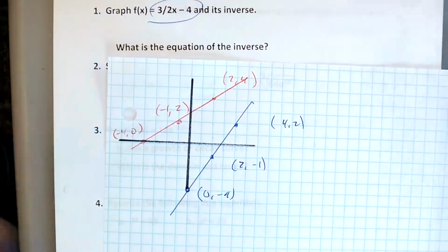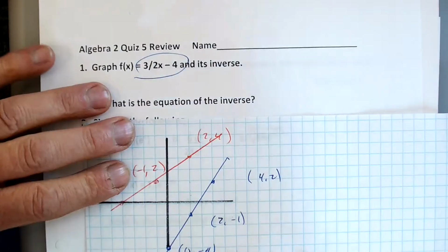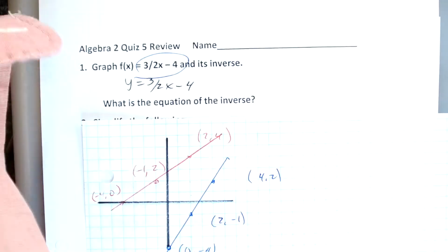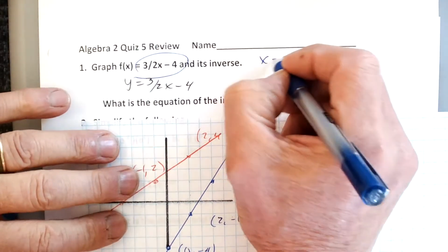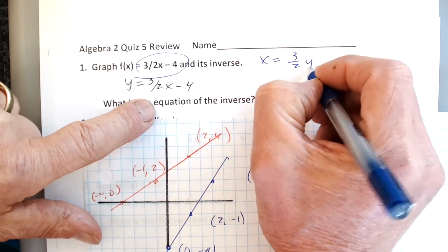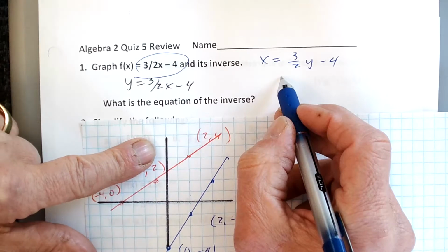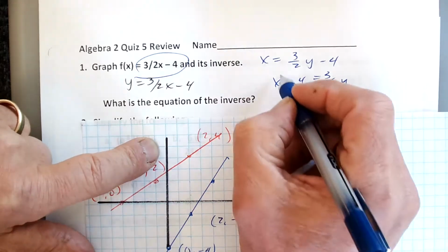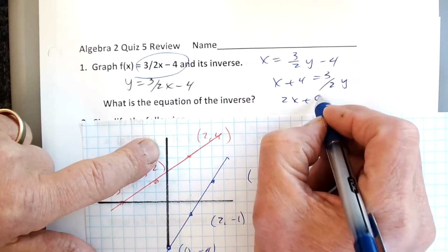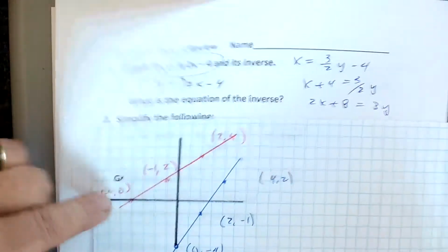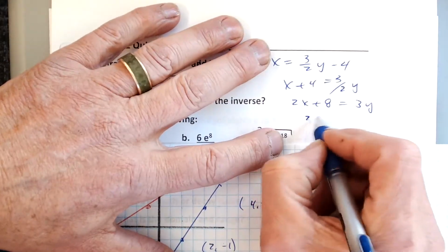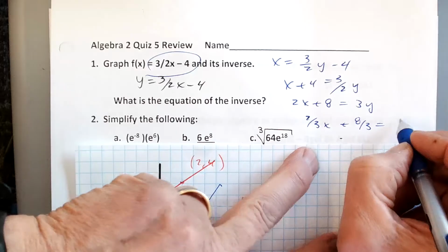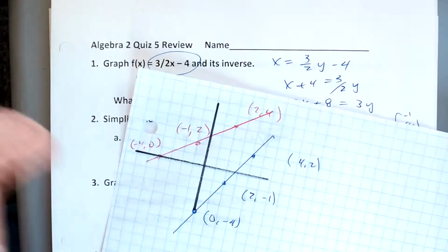Now, what's the equation? Well, the easiest way to get the equation is switch everything. So instead of y equals 3/2 x minus 4, let's switch it over to an x. Remember, switch the variables. X equals 3/2 y minus 4, and I'm going to solve. So plus 4 plus 4, x plus 4 equals 3/2 y. I'm going to multiply by 2, and I'm going to get 2x plus 8 equals 3y. I'm going to divide by 3, and I'll get 2/3 x plus 8/3 equals, and that's my inverse, f inverse of x. So that's the answer to the inverse equation.